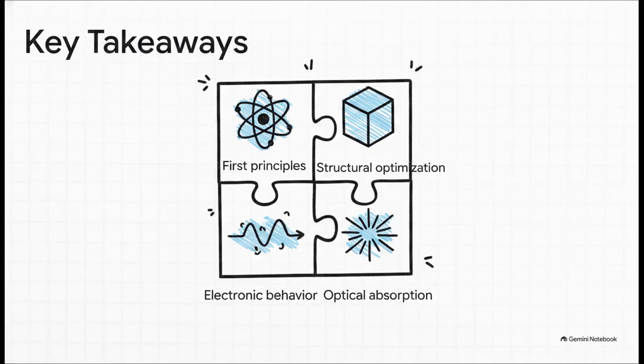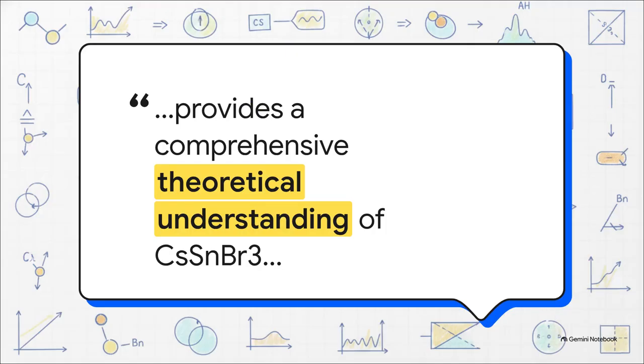To quickly recap this explainer, this rigorous first principles DFT study successfully modeled cubic CsSnBr3 from the ground up. Through energy minimization, they found the most stable configuration, mapped the electronic behavior via band structure and DOS, and thoroughly analyzed the optical absorption using the dielectric function. The ultimate takeaway from the researchers is very clear.